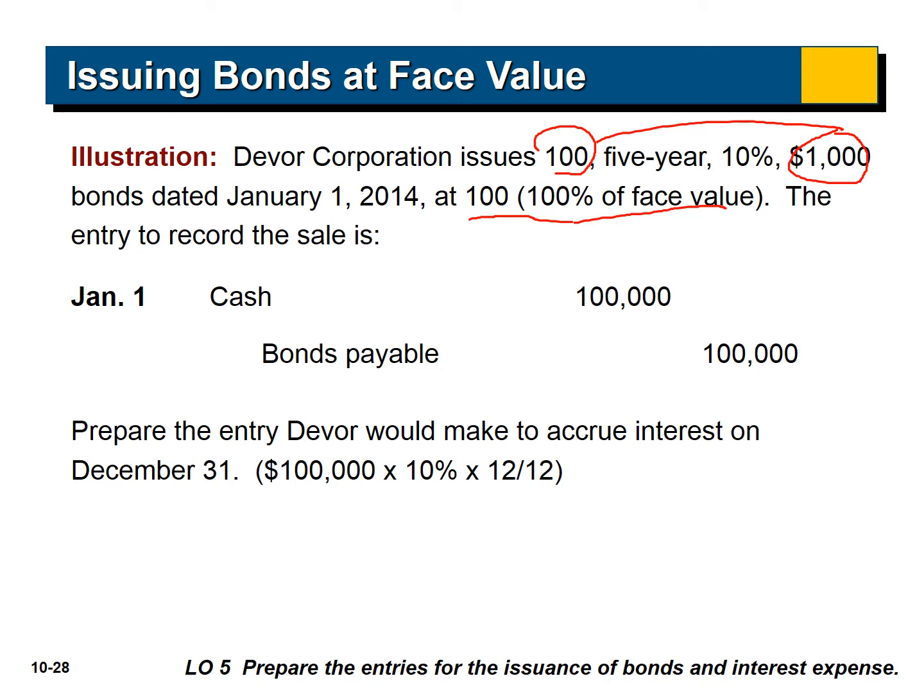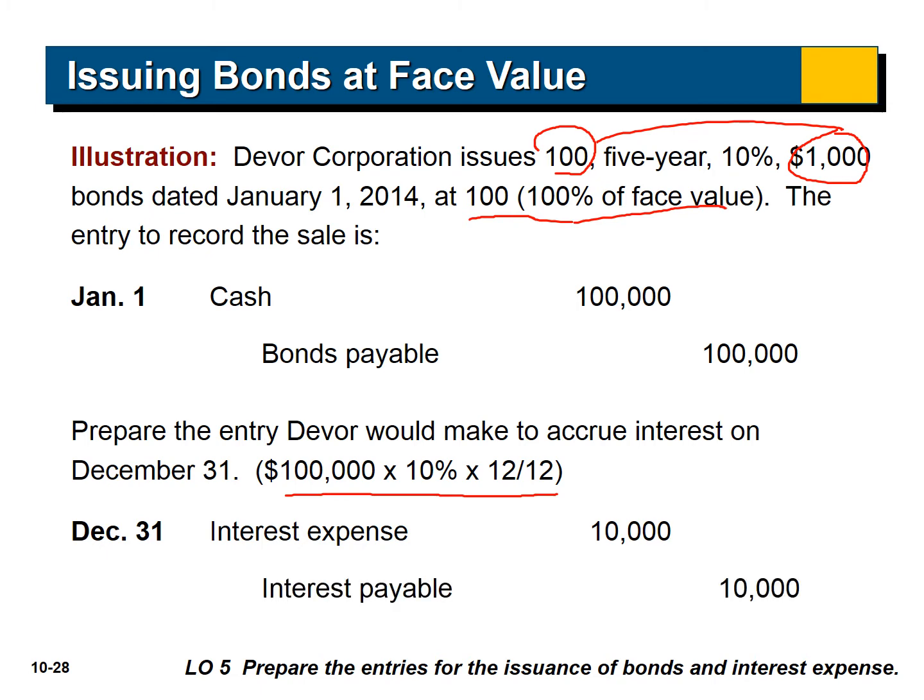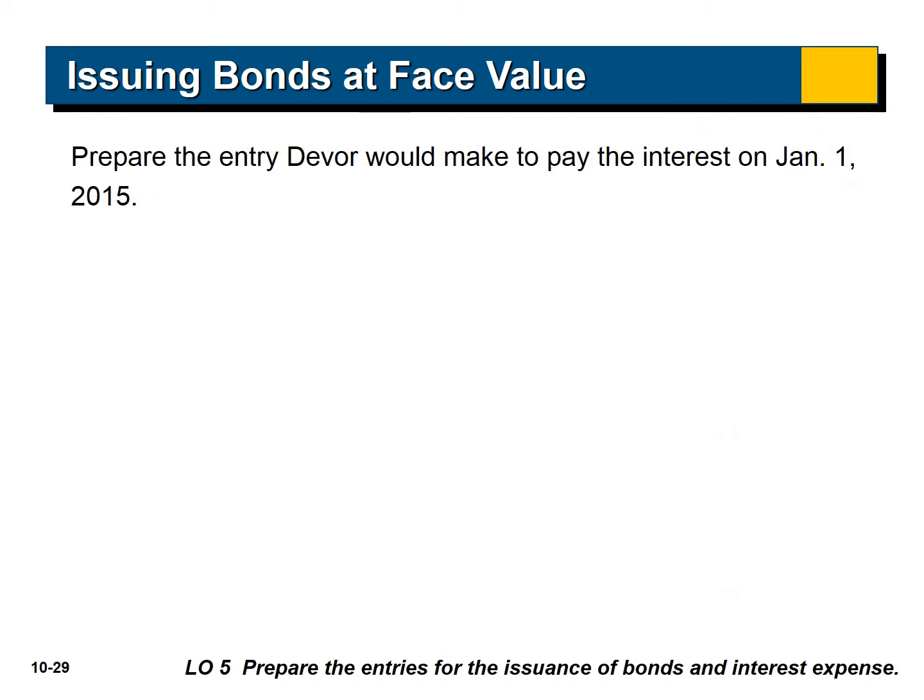Now at December 31st, we're going to accrue interest for an entire year. So it's still that formula, face value times the contractual rate times time out of 12. How many months out of 12? And so we have interest expense and interest payable because we're not paying it until the 1st. What would they make on January 1st of the next period? Well, we just accrued the interest and we have to pay the cash.